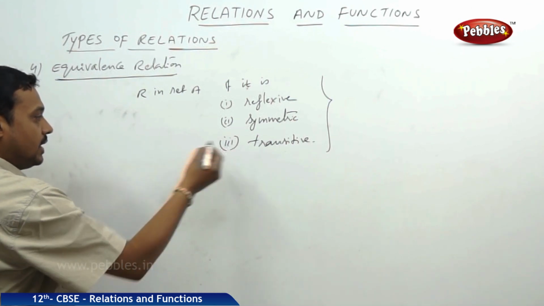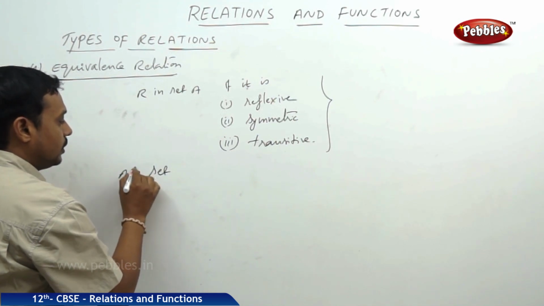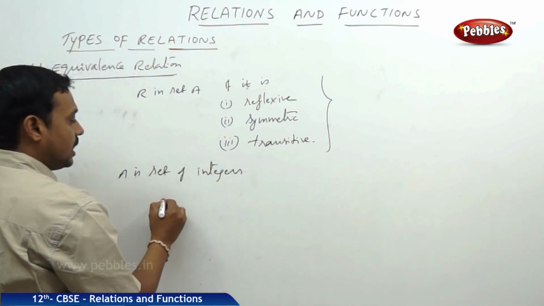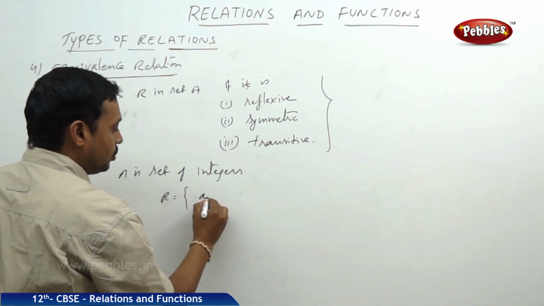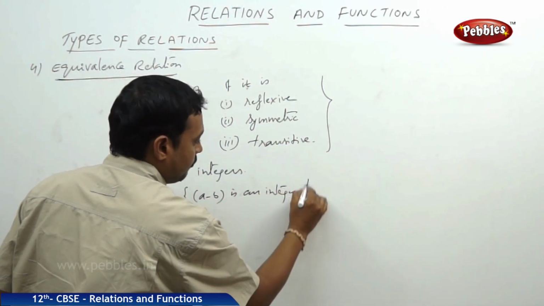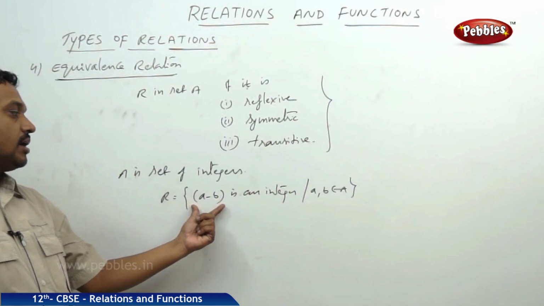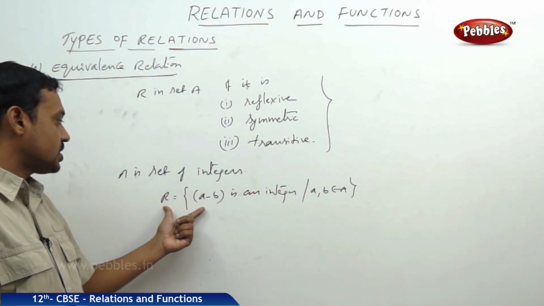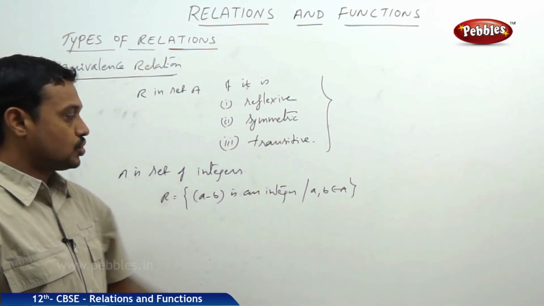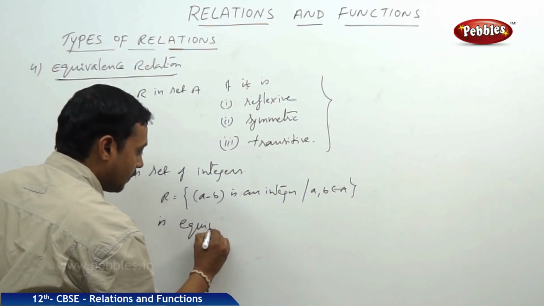So, earlier we have taken one example. A is the set of integers and one relation I have taken is A minus B is an integer for some A, B belonging to A. Now we know that this relation, A minus B is an integer, is already reflexive, symmetric and transitive. So clearly this relation R is an equivalence relation.